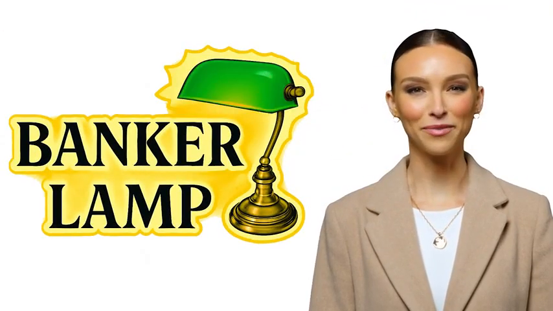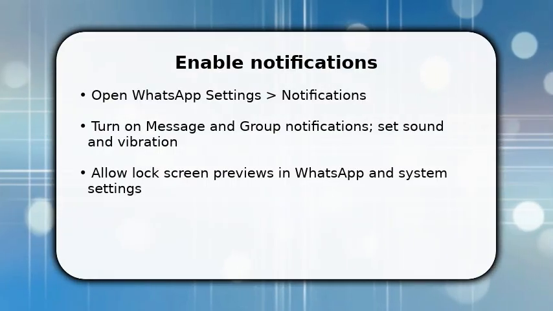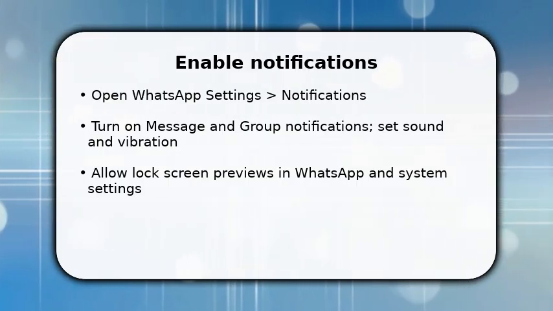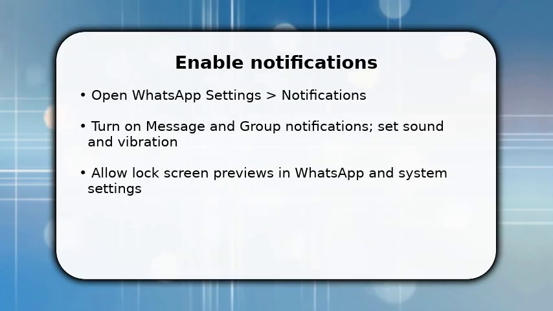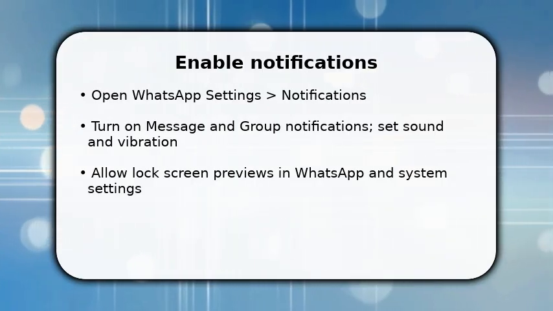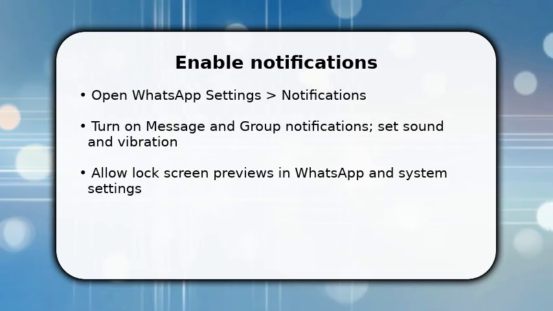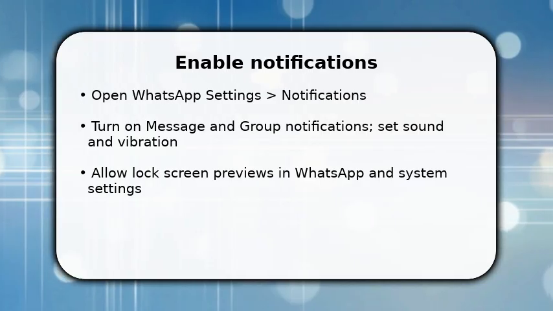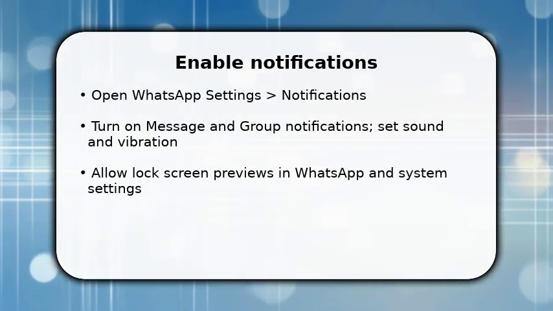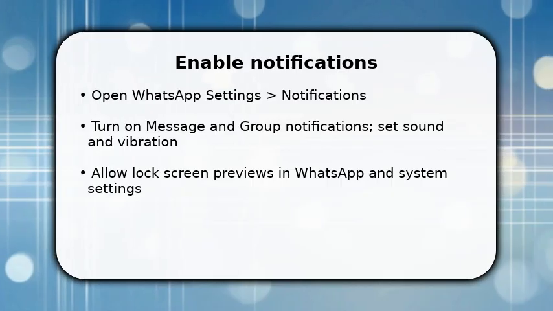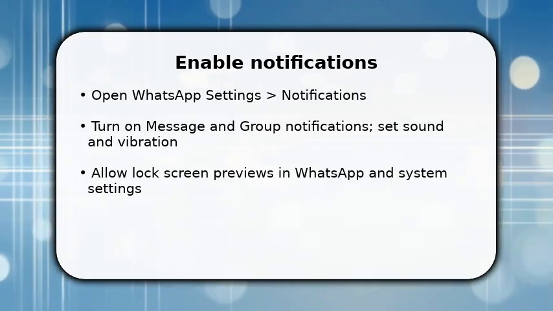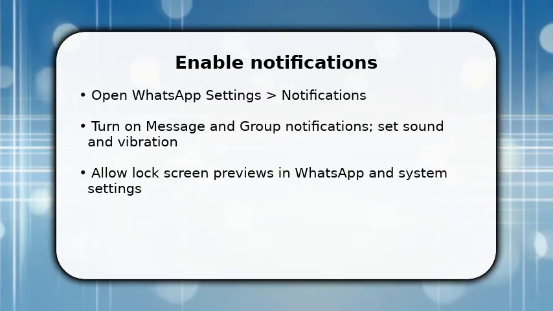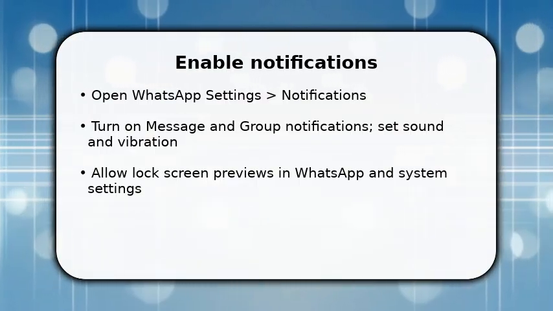Please enjoy the video. You start by enabling notifications in both WhatsApp and your phone system settings so messages can appear on screen. Open WhatsApp, tap Settings, then Notifications. Toggle Message and Group Alerts on and pick a sound. Once done, go to your phone settings Notifications and allow WhatsApp to show on lock screen and as banners. This ensures alerts reach the display layer. You do this to let the app push content into the system notification tray immediately.